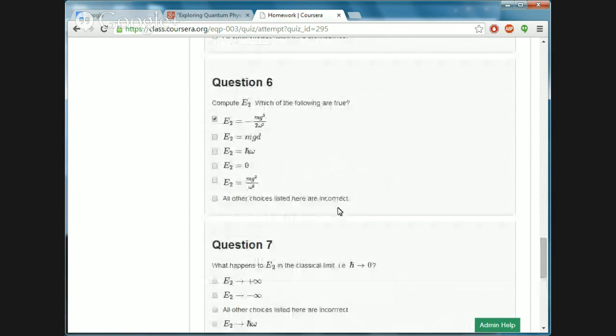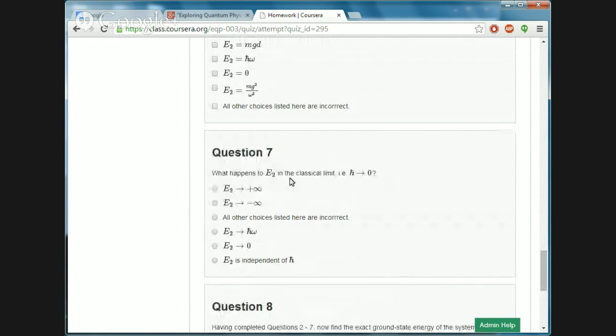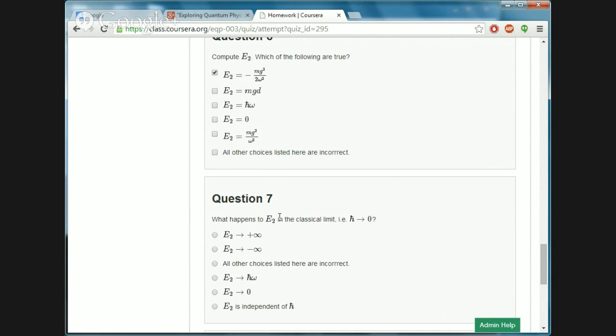All right, so one of the things that was done in the previous examples was the polarizability of a rigid rotator, like a polar molecule, and the polarizability of the hydrogen atom. One of those goes to infinity as h bar goes to 0. The other goes to 0 as h bar goes to 0. And so the question is, what happens to E2 in the classical limit? Well, it turns out the second order energy is independent of h bar.